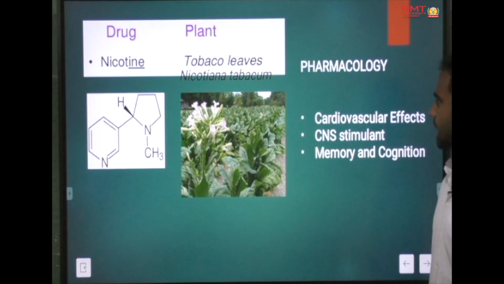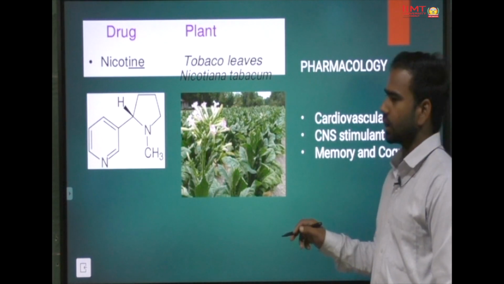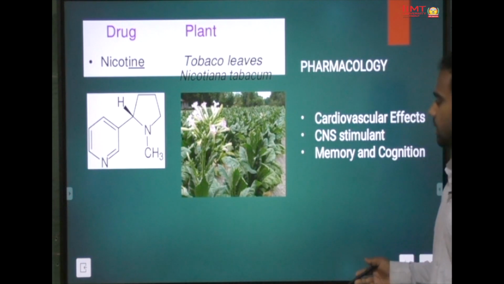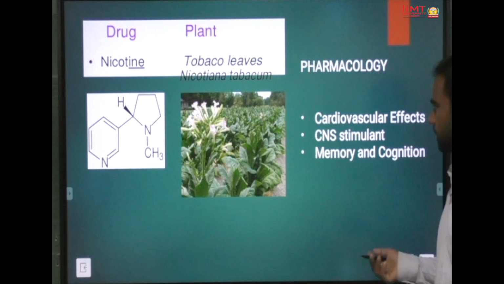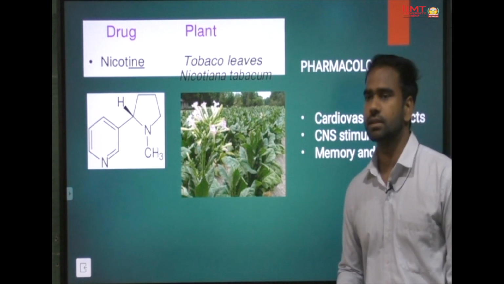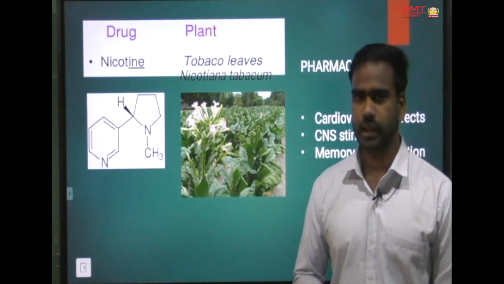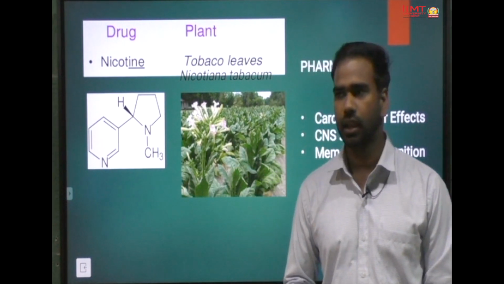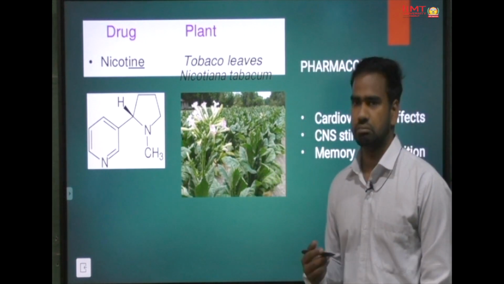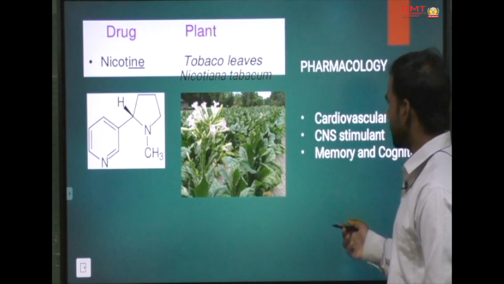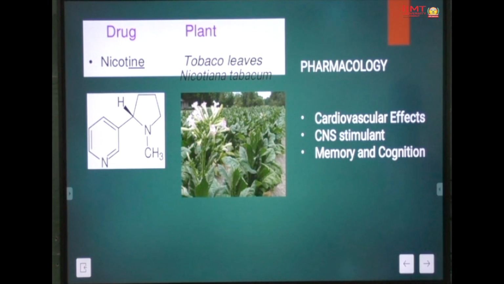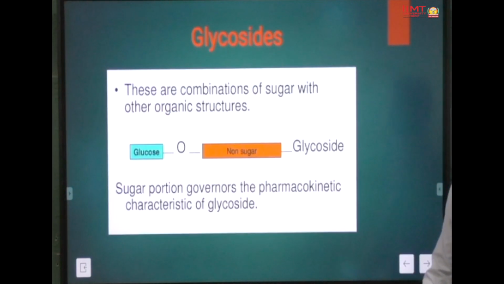Another example that I have already told you, nicotine, that is derived from the Nicotiana tabacum plant, that grows in tropical regions and has been cultivated in several parts of India, and it is also majorly cultivated in the southern part of India. It is basically used for different pharmacological activities like cardioprotective effects, CNS stimulant, memory and cognition enhancement.